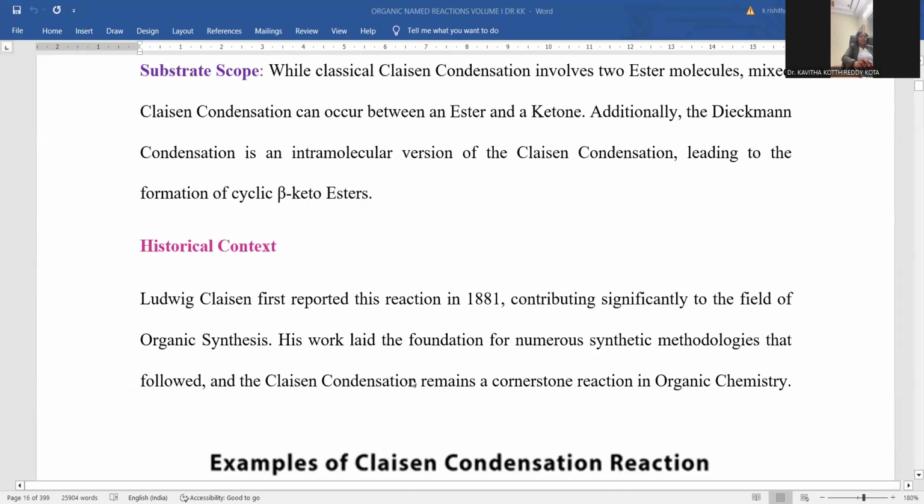From a historical perspective, Ludwig Claisen is the scientist who successfully accomplished this named reaction in the year 1881 and introduced this new chemical reaction. Contributing significantly to the field of organic synthesis, his work laid a foundation for numerous synthetic methodologies. Claisen condensation remains a cornerstone reaction in organic chemistry, with great potential for chemical reactivity.